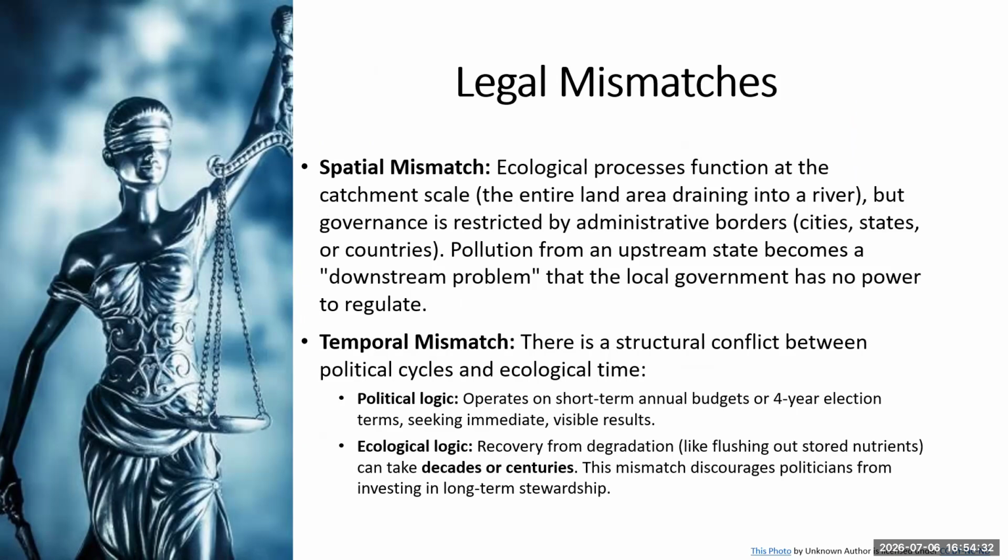Another reason is that nature doesn't follow political boundaries. Rivers flow across cities and states and even countries, so pollution created upstream often becomes a problem for communities downstream. There's also a mismatch in time, which is called temporal mismatch. Political decisions are usually made with short term goals, such as annual budgets or election cycles, whereas ecosystems take decades to recover from damage. This makes long term environmental conservation much harder to achieve. By the time the goals are achieved, the government has already changed.